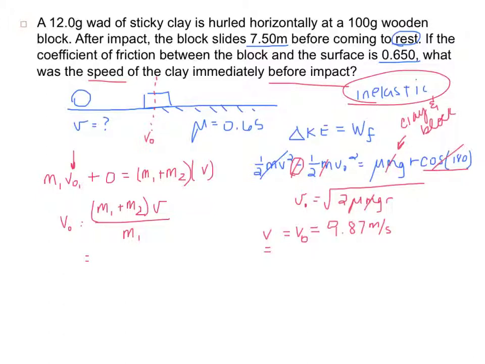Putting all of our numbers in, remember that you should be using 0.012 kilograms plus 0.1 kilograms, times our velocity, all divided by my mass 1, which in this case was our clay. And you should get a velocity of 92.2 meters per second.